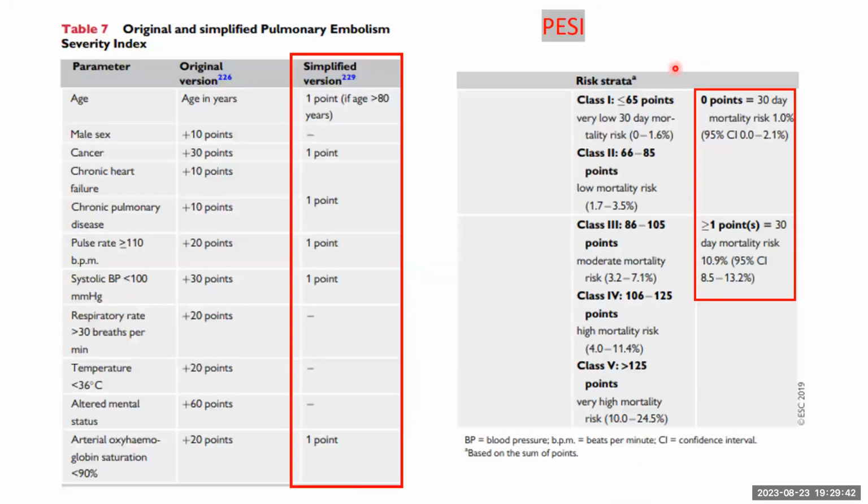This is a scoring system, the simplified pulmonary embolism severity index. And you can see here single points are given for different conditions: pulse rate, systolic BP less than 100, saturation less than 100, and so on and so forth. And this actually gives you the risk for mortality at 30 days. So if there are 0 points, the 30-day mortality is around 1%. And if it's greater than or equal to 1 point, your mortality risk is 11% at 30 days.